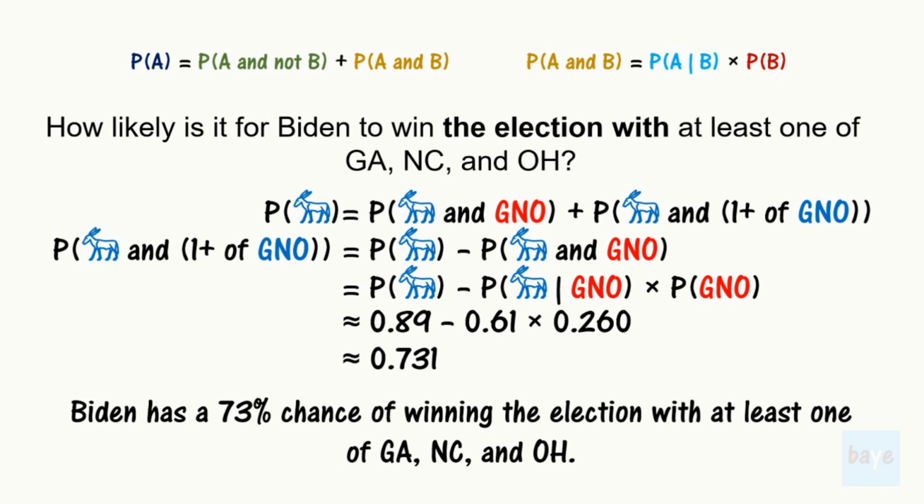Remember that from the previous question, Biden has a 74% chance of winning one of these 3 states. Does it make sense that FiveThirtyEight claims winning one of Georgia, North Carolina, and Ohio essentially secures Biden's presidency? Let me know in the comments.